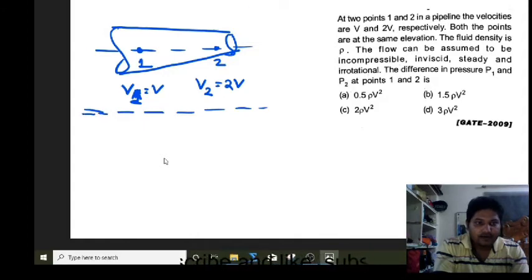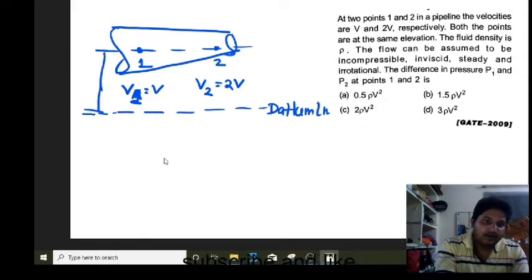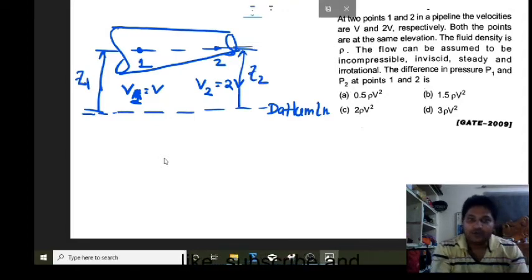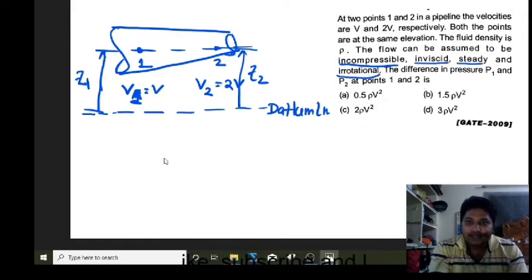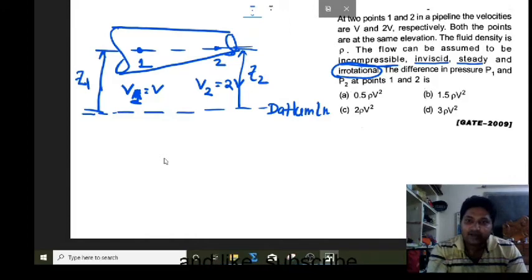This is my datum line. If you take the datum line, both are at the same elevation, so Z1 will be equal to Z2. And the flow is assumed to be incompressible, density is constant, inviscid, steady and irrotational. So you can apply the Bernoulli equation at a particular section. It is clearly mentioned here irrotational flow. Now it is asking the pressure difference between point 1 and point 2.